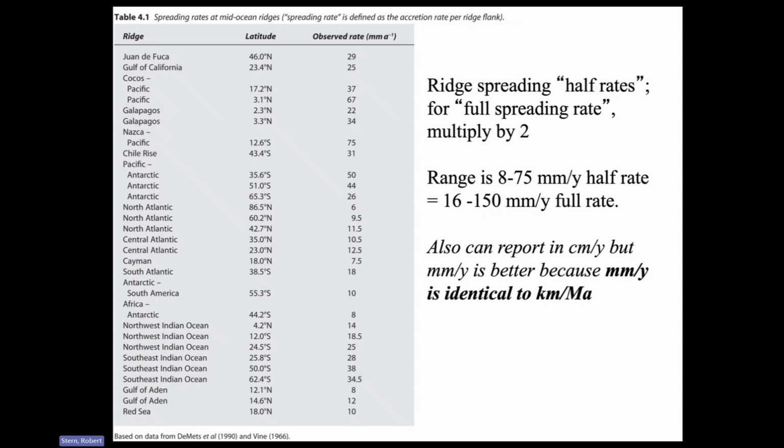Now, we could report these in millimeters per year or centimeters per year. And millimeters per year is preferred. And the reason for that is because millimeters per year equals kilometers per million years. And it's just easier to calculate how far something has moved in geologic time with kilometers per million years than millimeters per year. So that's why we prefer that rather than centimeters per year.